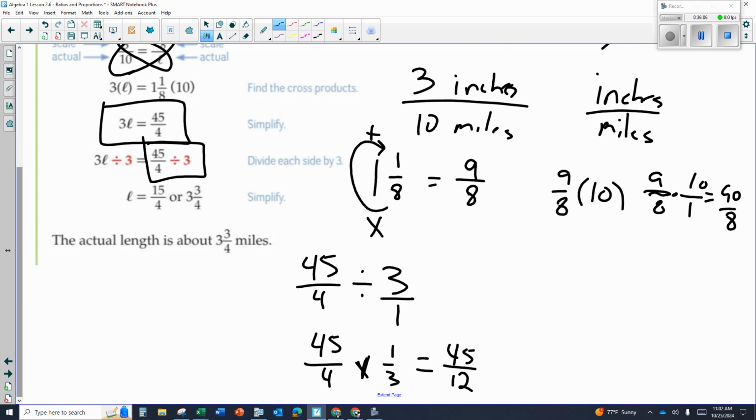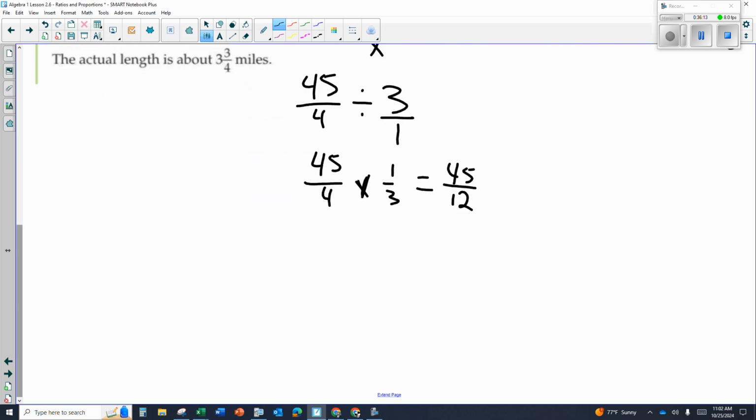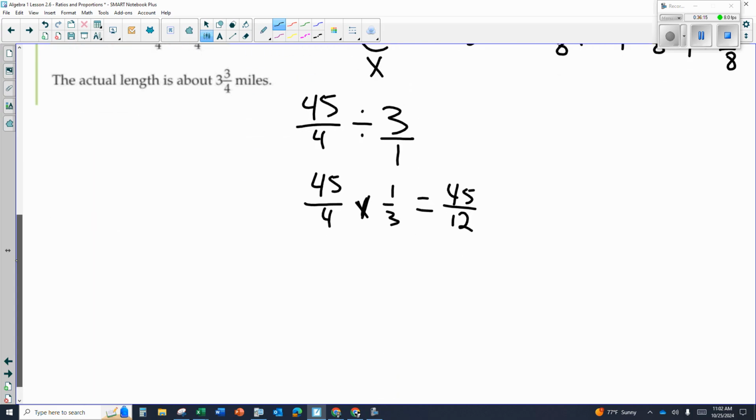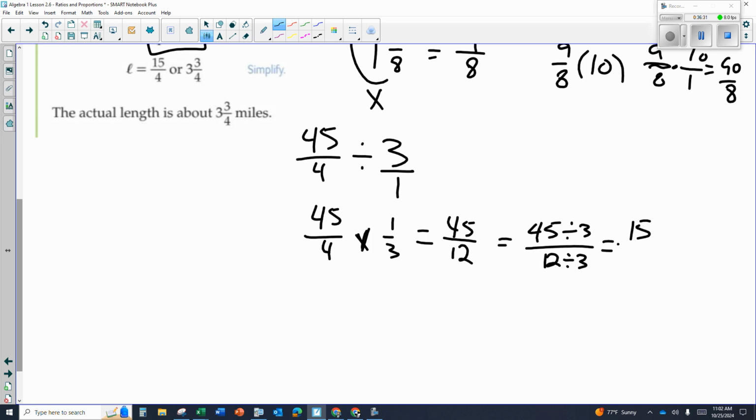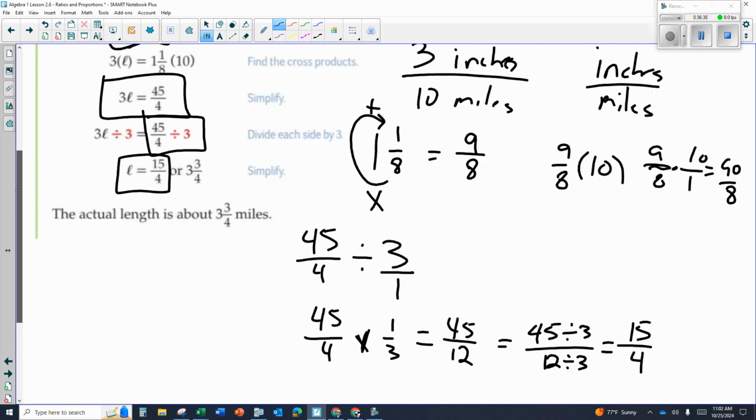The greatest common factor between 45 and 12 is actually going to be 3. So this is equal to 45 divided by 3 equals 12 divided by 3, if I'm dividing by the greatest common factor. So this gives me 15 in the numerator and 4 in the denominator, which is what we get right here, 15 fourths for the length.